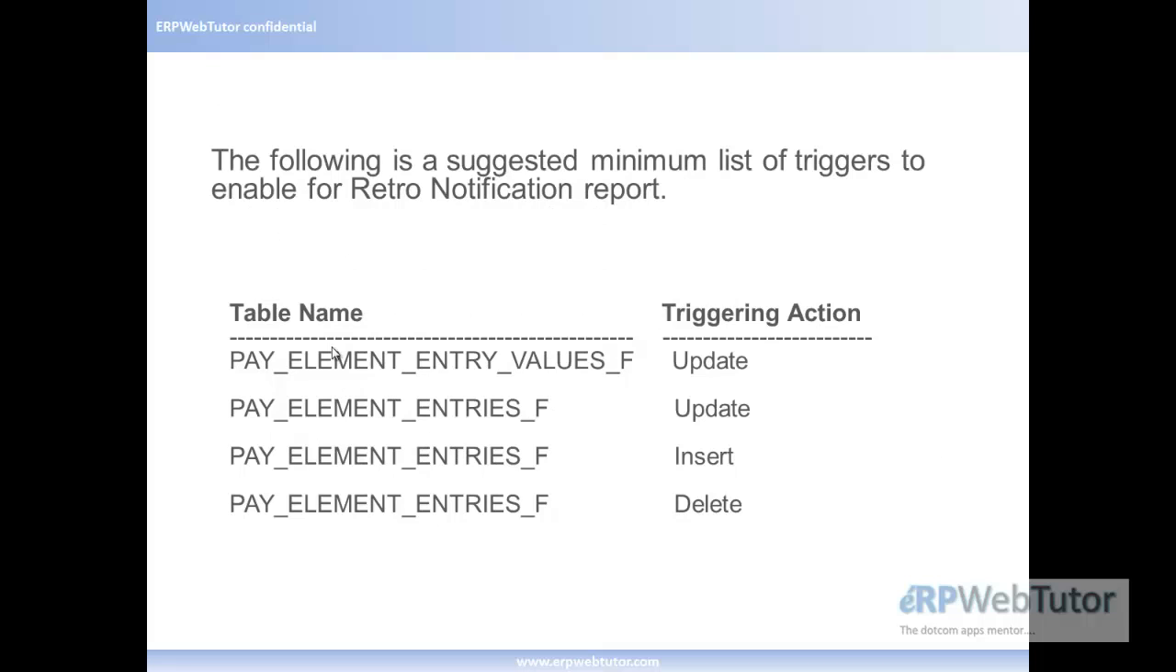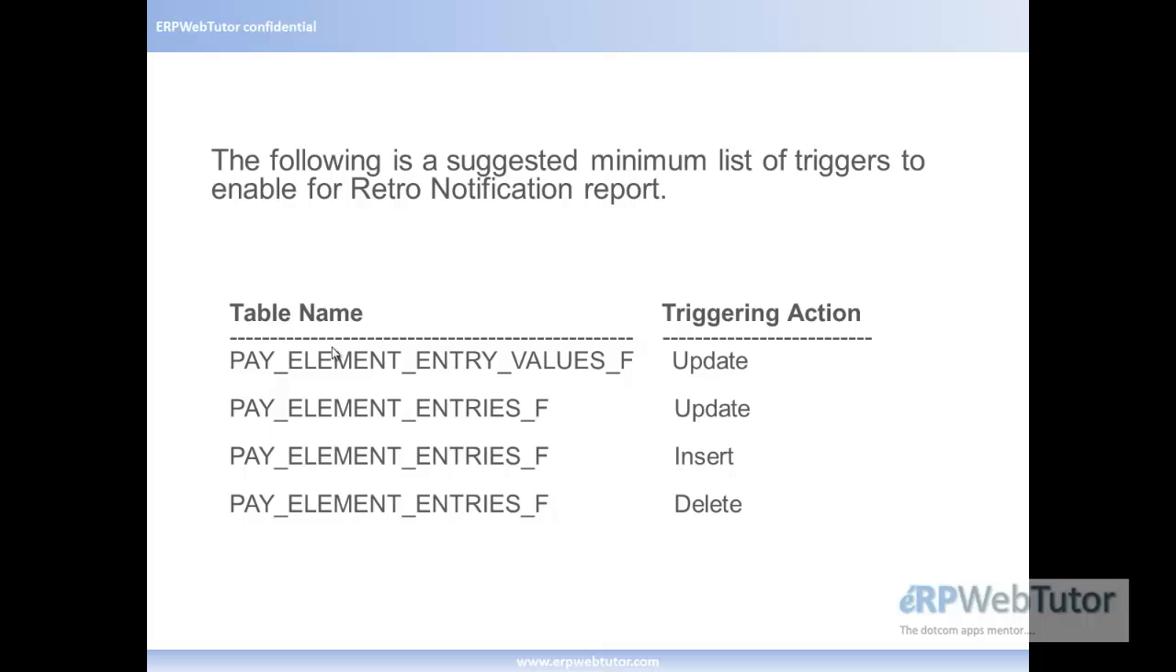So that is a parameter on the concurrent program. Now, the following is a suggested minimum list of triggers to enable for the retro notification report. Again, I'm going to show you these, but keep in mind that these are the two tables that we mentioned, pay element entry values F and pay element entries F, and what are the triggering actions.